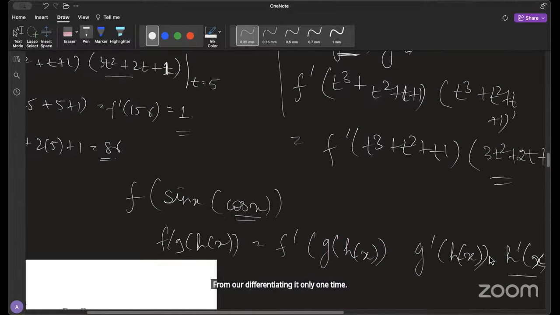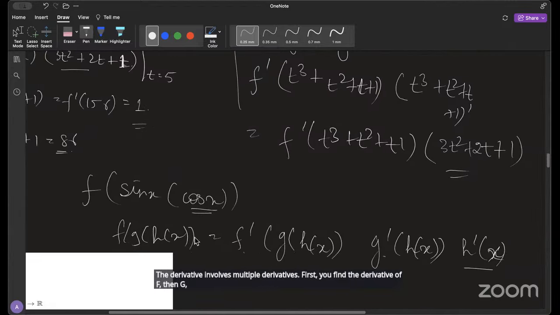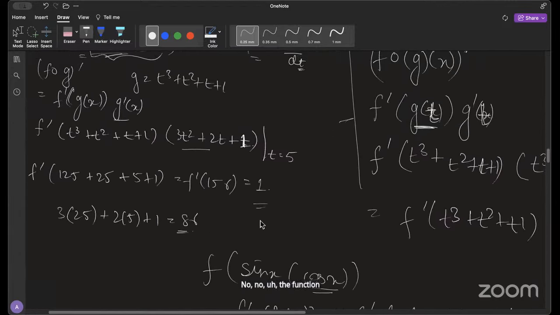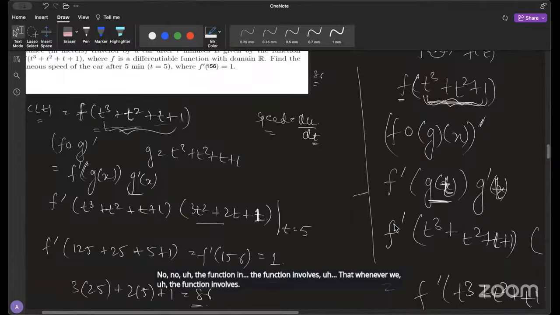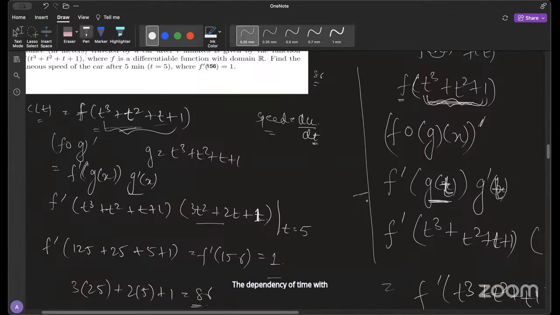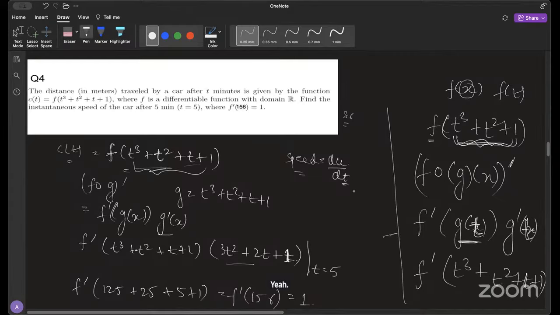The derivative involves multiple derivatives. First, you find the derivative of f, then g, then h. There's one more: whenever the function involves the dependency of time with distance, to find speed, you only need to differentiate it once. Differentiate the distance once with respect to time. That's it.